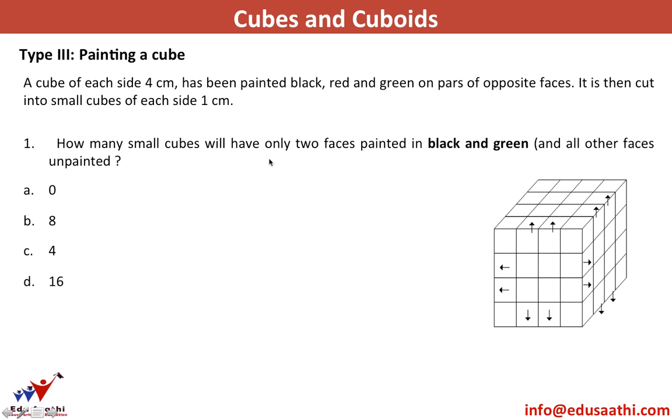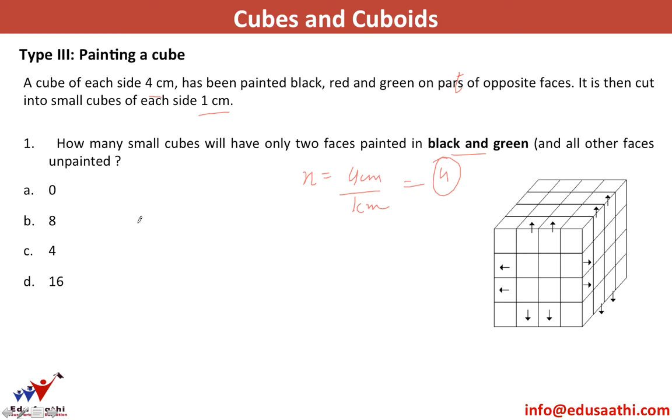So let's look at this another question here. A cube of side 4 cm has been painted black, red and green on this should be parts of opposite faces. It is then cut into smaller cubes of side 1 cm each. So the first thing we do is we find n. N is simple here. I have 4 cm by 1 cm. This gives me n is equal to 4. How many small cubes will have only two faces painted in black and green?